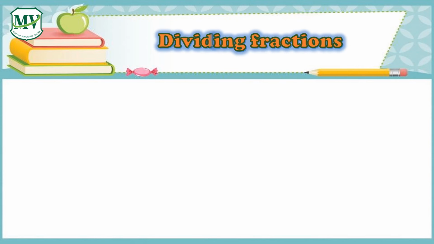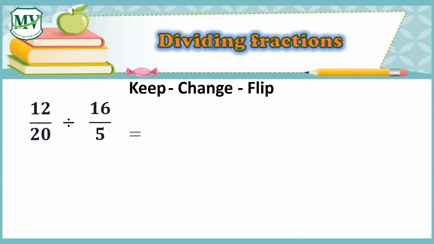Our last example, we have 12 over 20 divided by 3 and 1 over 5. Notice that this example has a mixed number, so we need to convert this to an improper fraction. What do you think is the answer? That's right, we have 16 over 5. To divide these two fractions, we need to follow 3 steps.